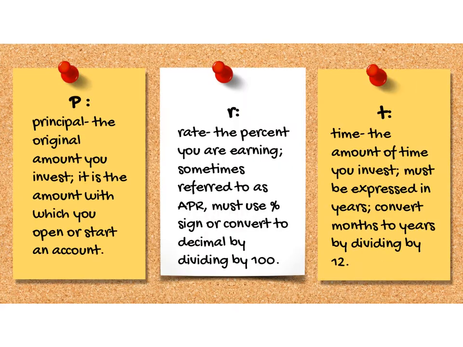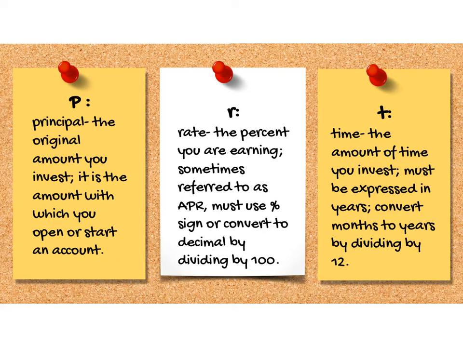Okay? All right, so this next slide has the P, the R, and the T. P is your principal. That's the original amount of your investment. It's what you start with. You get $500 for a birthday or something, and you open an account, your principal is $500. R is your rate. That's the percent you're earning.